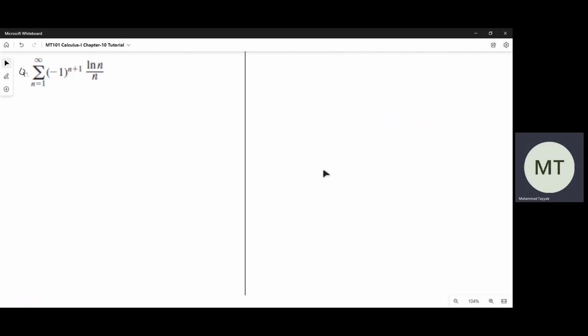Let's say n is equal to 2. That is an even number, so 2 plus 1 becomes odd, and the whole power of odd turns out to be a negative number. So this series will alternate between positive and negative, with the nth term natural log of n divided by n. So we have to carefully look for the convergence of this series.